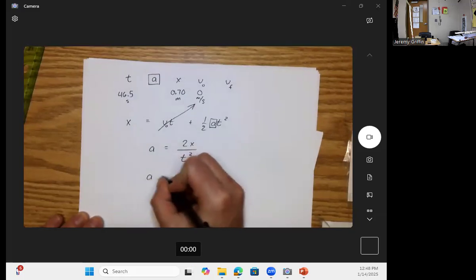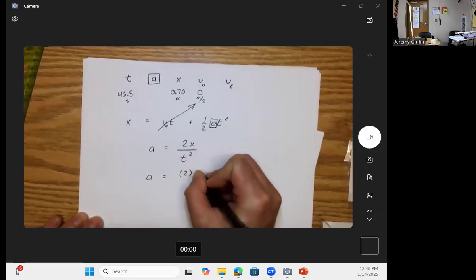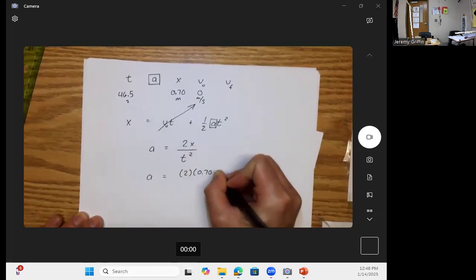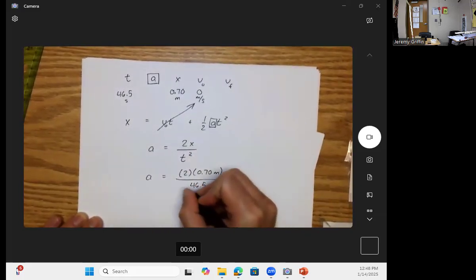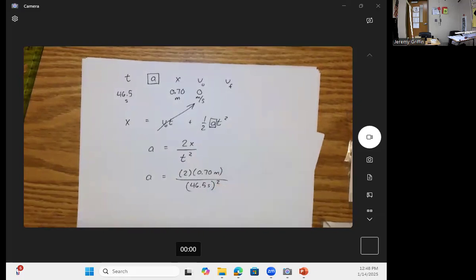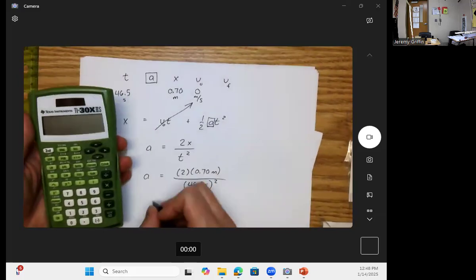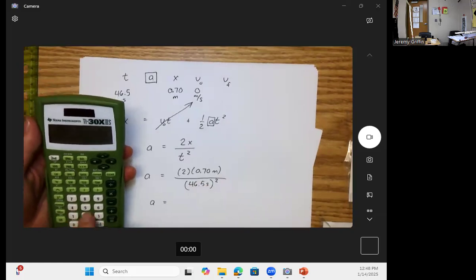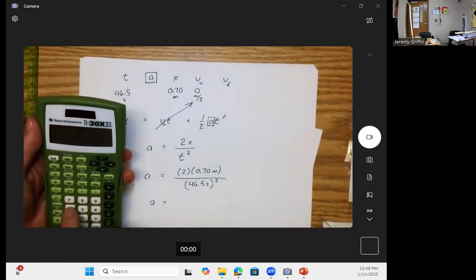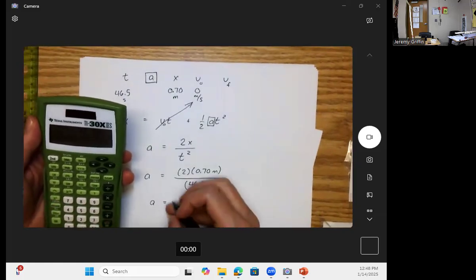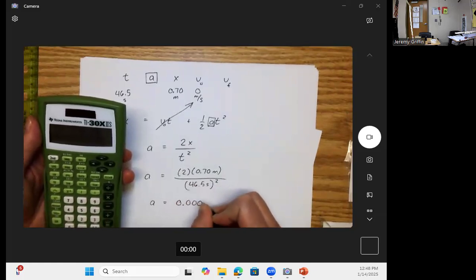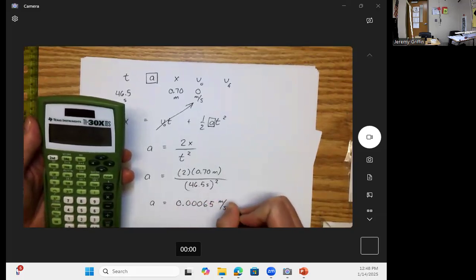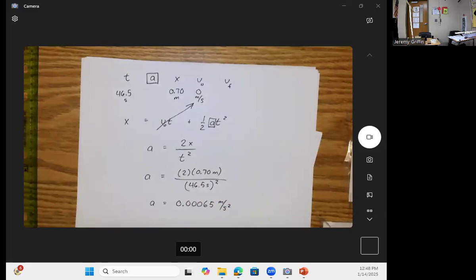Let's get some numbers in here. So we got 2 times 0.70 meters. This happened all in 46.5 seconds. I've got to square that time. Let's see, what's the acceleration? So 2 times 0.7 over 46.5 squared. Oh yeah, that's a tiny acceleration. 0.00065 meters per second squared. Yeah, I can believe that.